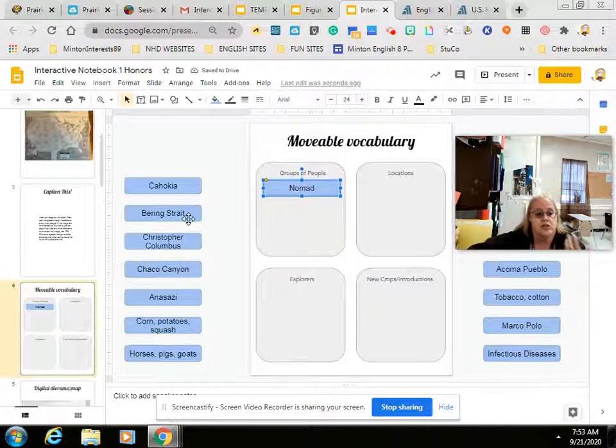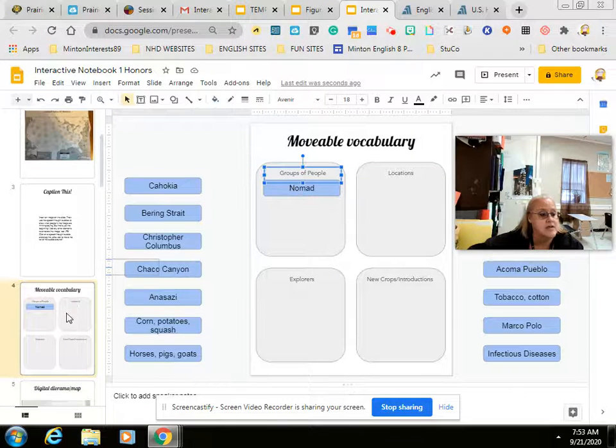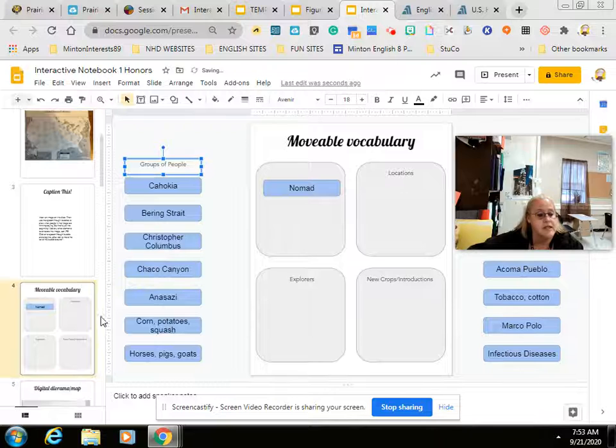Bering Strait. Bering Strait is that landmass that the Eurasians came across from Russia, or Asia, and moved across the land to Alaska, and then ended up getting stuck over here in the North American continent. So this would be a place where you would put those kinds of things together so that you'll be able to study. Oops, I don't want groups of people there, do I? All right. I'll remove my nomads, maybe. Well, no, I won't. Oh, goodness.